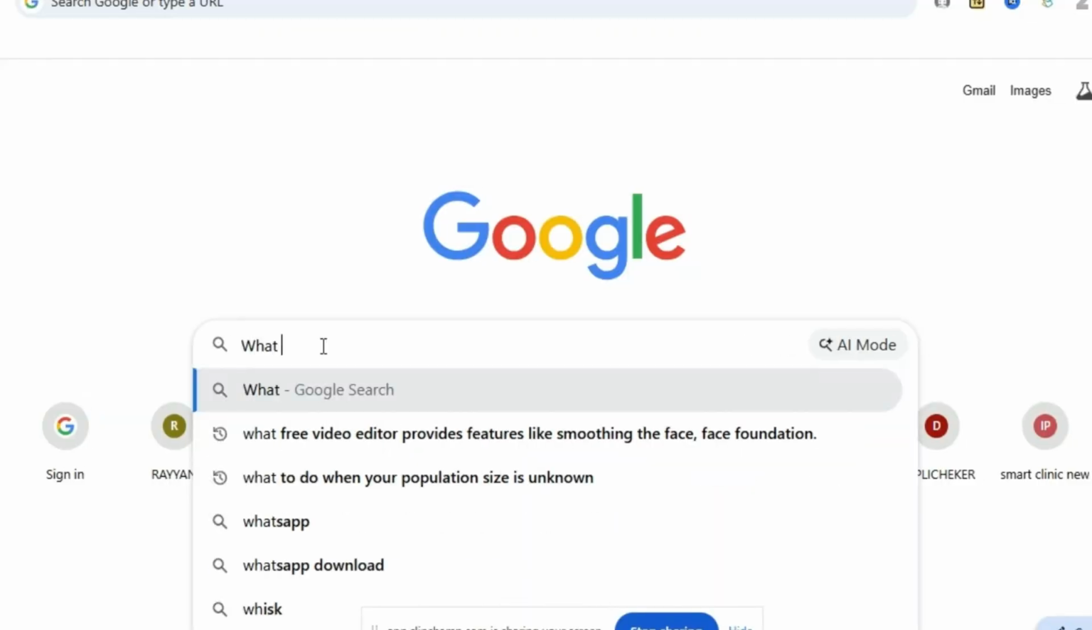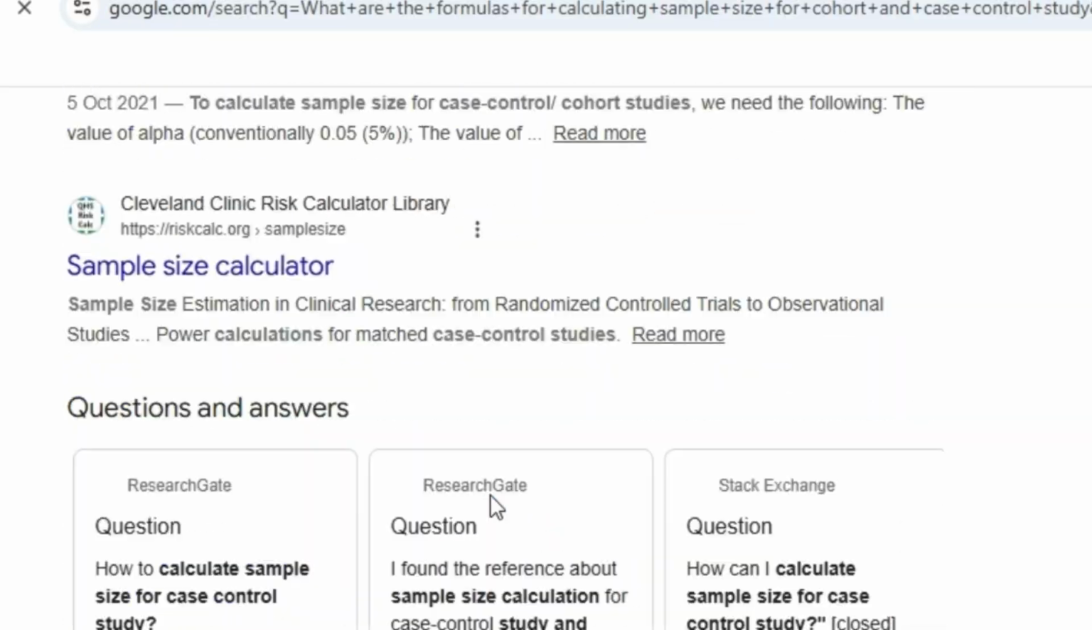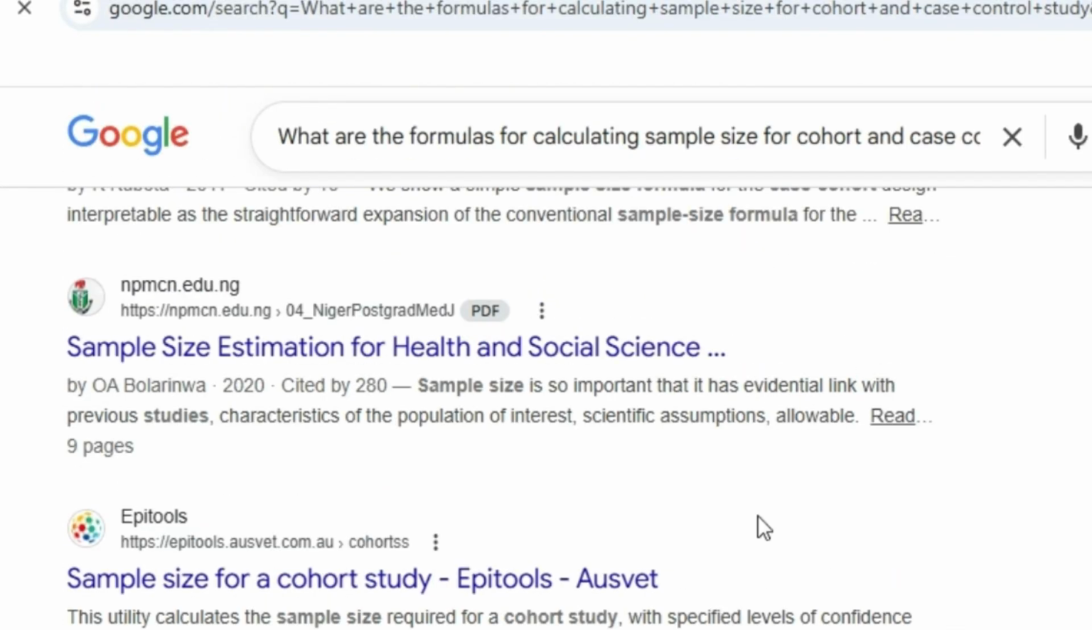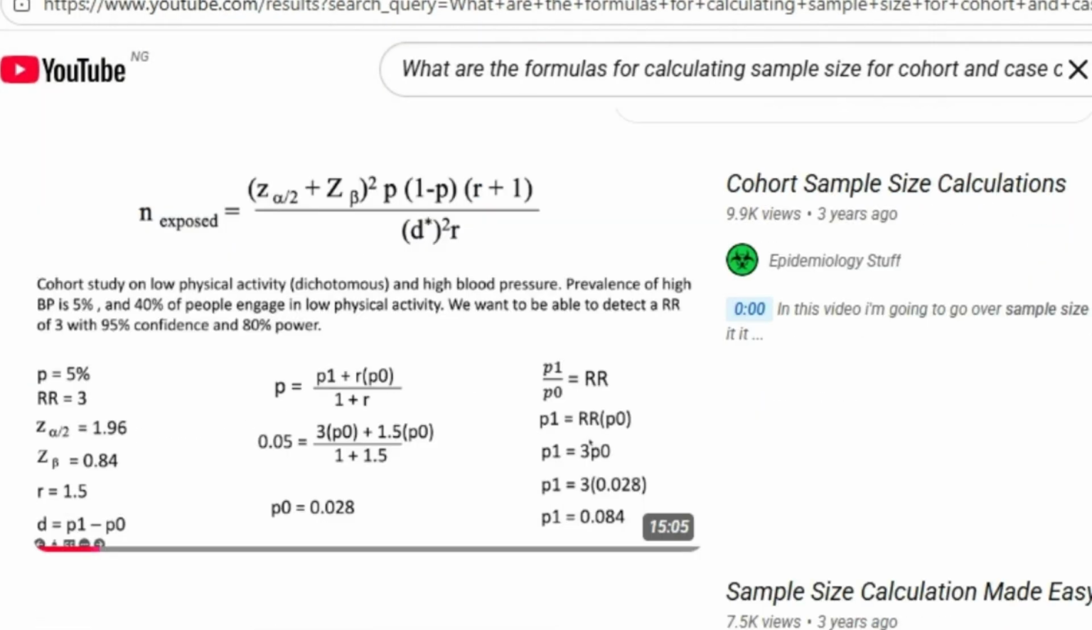I asked Google what are the formulas for calculating the sample size for a case control study and a cohort study, and guess what? The results were overwhelming. Then I headed to YouTube, which is obviously where we are, and asked the same question. On YouTube, I got some videos that were specifically showing me formulas to calculate case control.